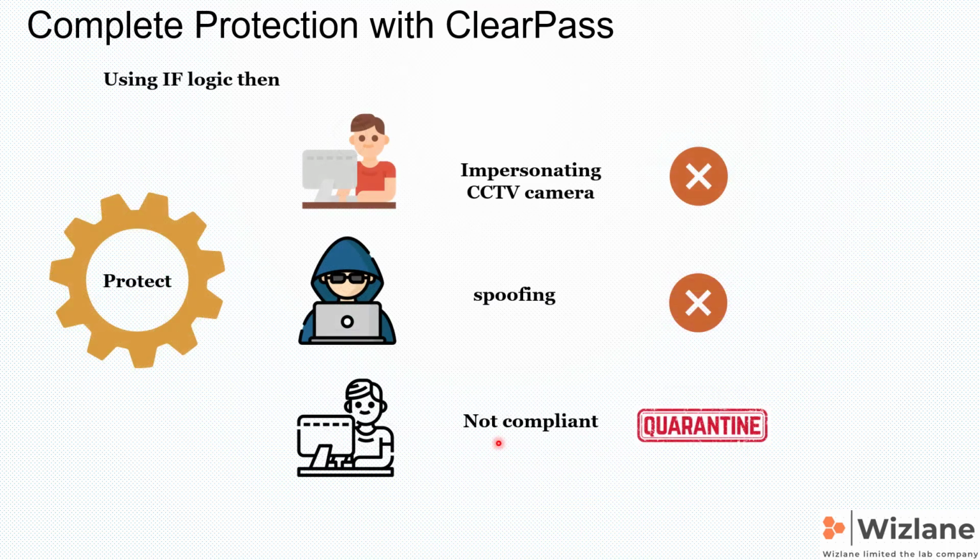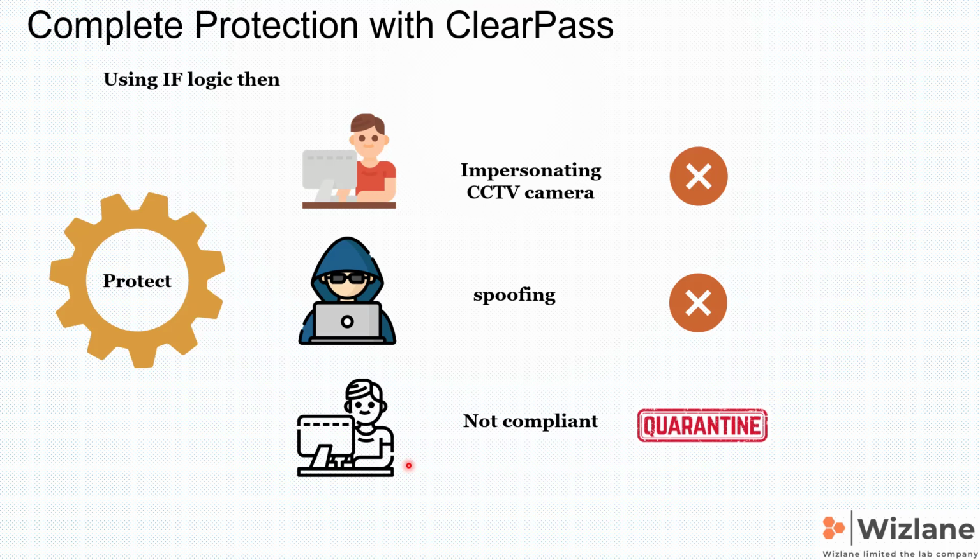ClearPass can protect. So if someone tried to impersonate, for example, we can apply the logic. If someone tried to impersonate a camera, we will find out. Our policy might say block the user. Someone tried to spoof something, I block the user. I might take certain actions.